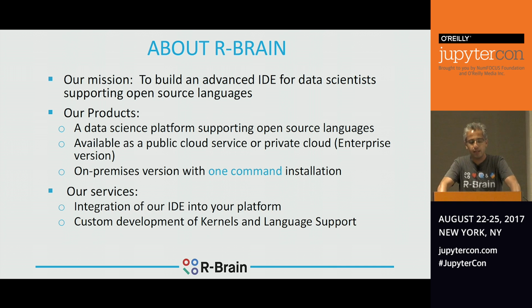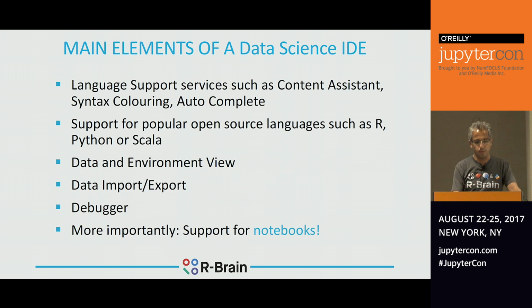Our products: we have a data science platform available on public cloud. You can easily open an account. It's subscription based. You can run your model, share your model, scale in and scale out. We also have a private cloud service, where you can implement the same service on your private cloud. And we have an on-premises version, which IT people love because it's really easy to install and scale. We also have separate services if you want to integrate this IDE in your data science platform, and we are happy to help you out. And if you are willing to develop any special kernel for particular languages or services in your firm, we can support you.